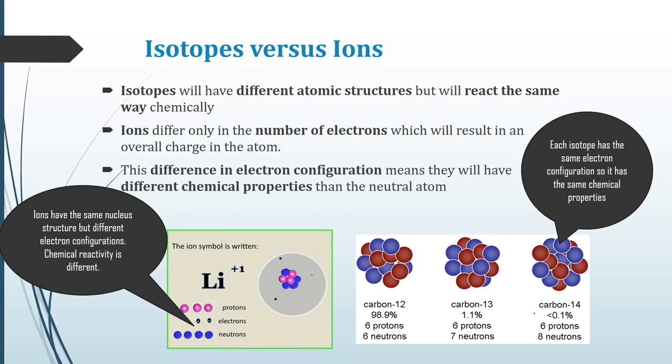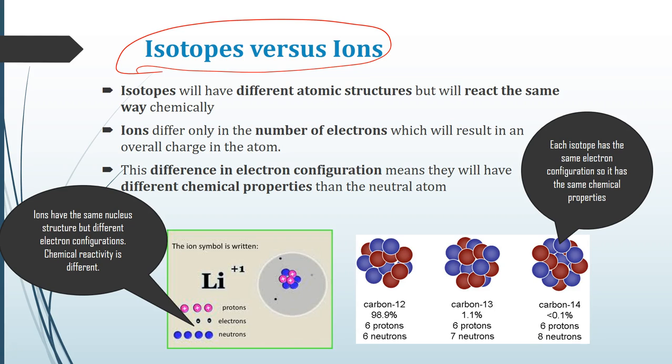Ions, however, differ only in the number of electrons. They don't differ in the number of neutrons, and they certainly don't differ in the number of protons. That is where we add or remove electrons. So it's very important for you to be able to define the difference between an isotope and an ion. The difference in electron configuration, so the difference in the valence electrons of ions, means they have different chemical properties than the neutral atom.